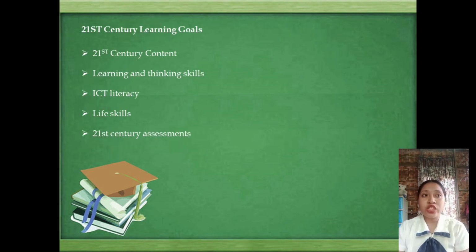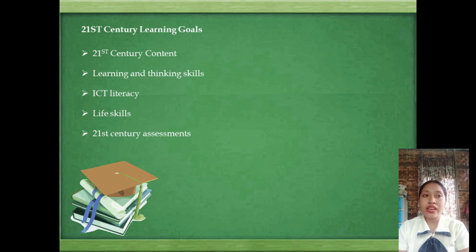The 21st century learning goals. So the 21st century learning goals have five categories. First is the 21st century content. So emerging content areas such as global awareness, financial, economic, business, health, and environment awareness. The second one is learning and thinking skills. So these are critical thinking, problem-solving skills, communication, contextual learning, information, and media literacy.